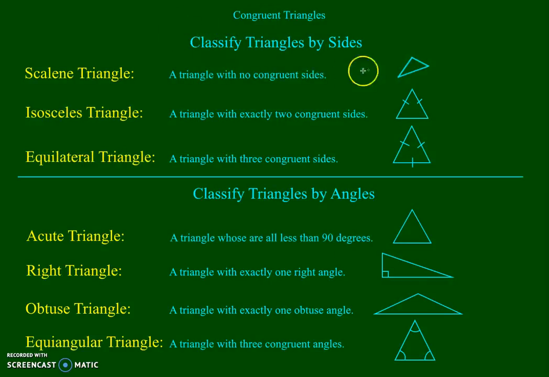We've classified triangles by their sides, with scalene, no congruent sides; isosceles, exactly two congruent sides; and equilateral, all three sides congruent. And then we've classified them by their angles. Acute triangles, all angles less than 90 degrees; right triangle, exactly one right angle, one angle equaling 90 degrees; obtuse triangles with exactly one obtuse angle, an angle greater than 90 degrees but less than 180; and an equiangular triangle with all three interior angles being congruent. So I hope that clears things up for you, and let's move on to the next section.